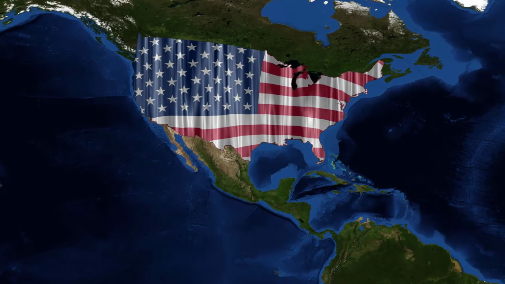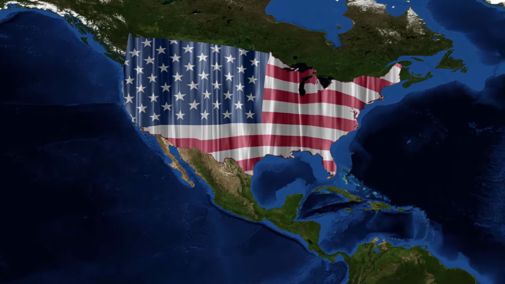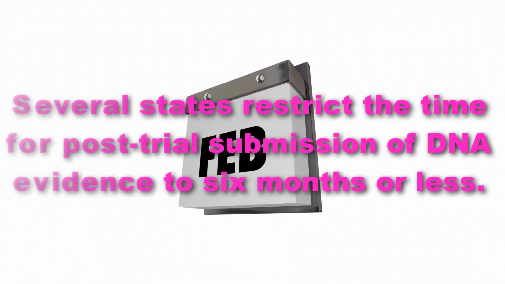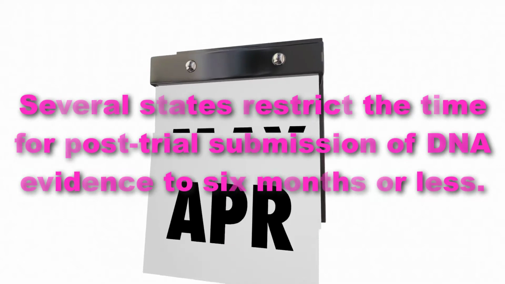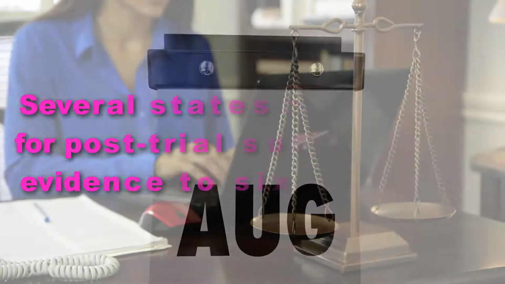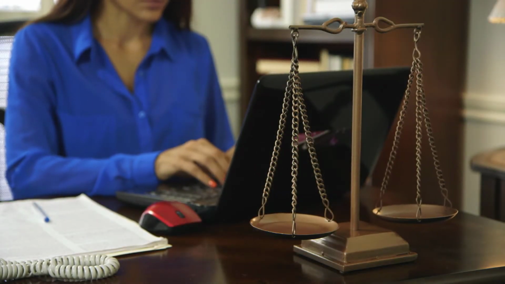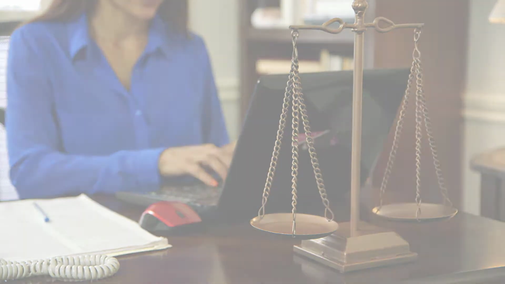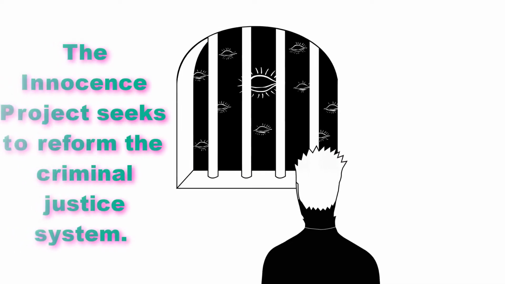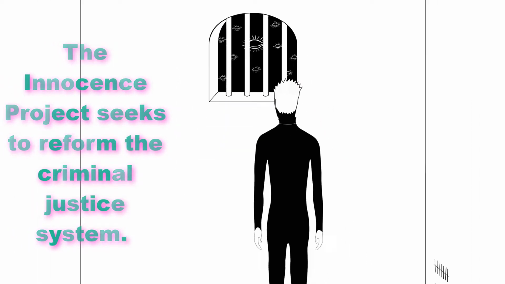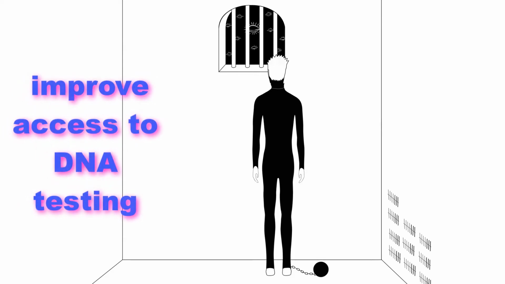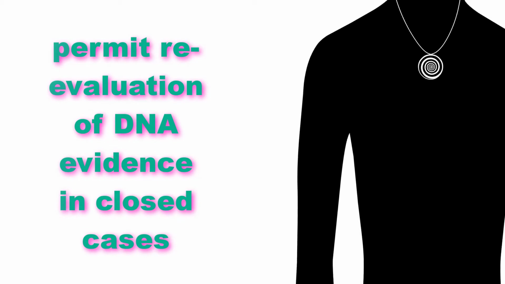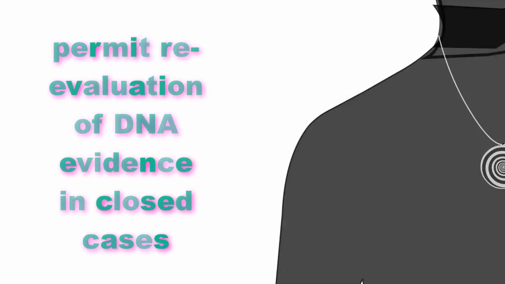While some states will reconsider cases with compelling DNA evidence, regardless of when the trial ended, several states restrict the time for post-trial submission of DNA evidence to 6 months or less. And unfortunately, the evidence from some cases has been lost or destroyed, making DNA analysis impossible. The Innocence Project seeks to reform the criminal justice system in ways that will improve access to DNA testing, improve evidence preservation, and permit reevaluation of DNA evidence in closed cases.